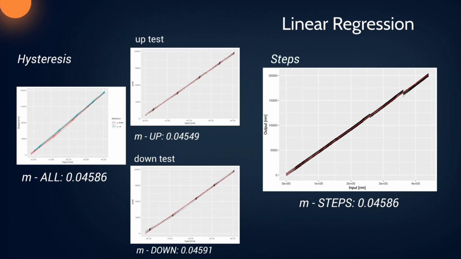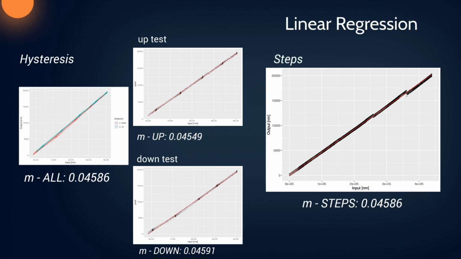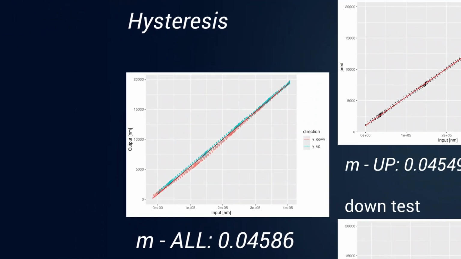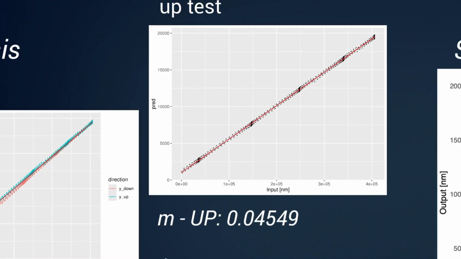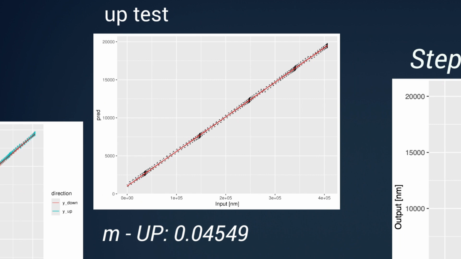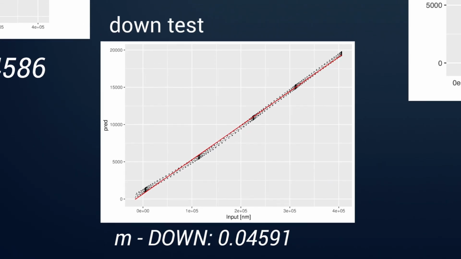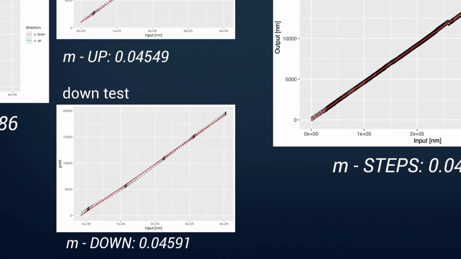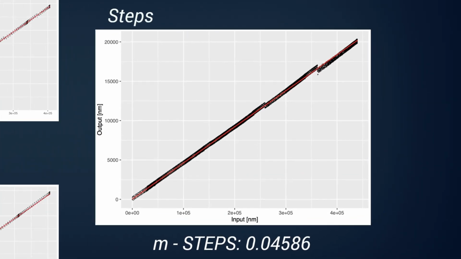A linear regression was performed for each scenario, also analyzing the hysteresis effect separately for the ascending and descending phases. Considering the entire hysteresis process, the linear model returns a slope coefficient of 0.04586. Analyzing only the ascending phase, the slope is 0.04549, while for the descending phase it is 0.04592. In the case of the stepwise measurement, the slope coefficient is 0.04586.